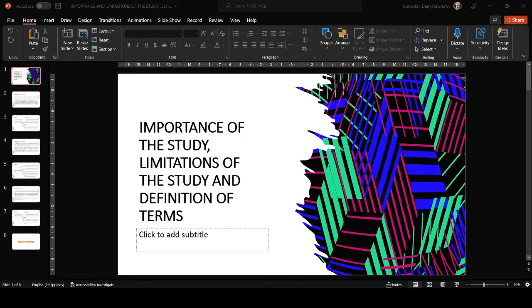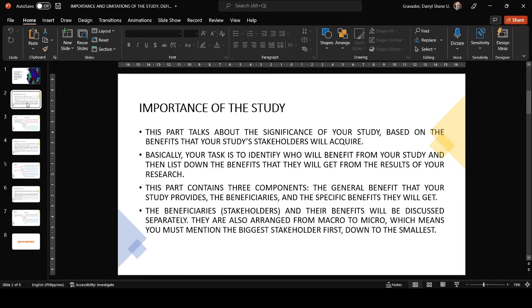Okay, for this session, we have the last three parts, which are the importance of the study, the limitations of the study, and the definition of key terms. So first up, we have your importance of the study. This part talks about the significance of your research based on the benefits that your stakeholders will acquire.